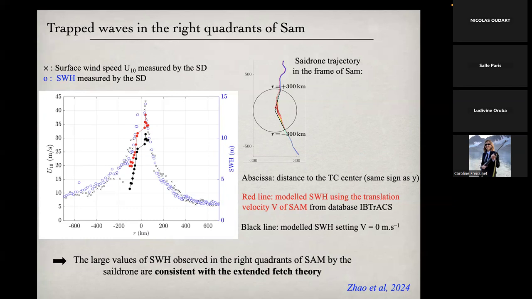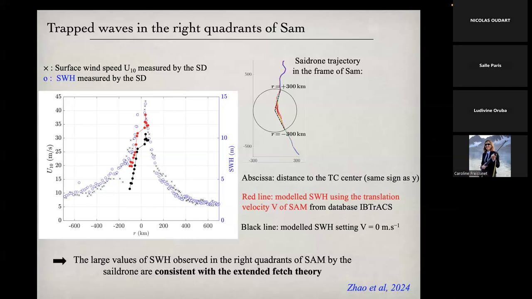And in black, we did the same: we calculated the significant wave height using the model, but we set the velocity v of the cyclone to 0. So we ignored the translation velocity of the cyclone. You can see that if we ignore the translation velocity of the cyclone, the significant wave height is much underestimated compared to the observation. Whereas if you take into account the velocity of the cyclone, the values are not so different. We are closer to the observation anyway.